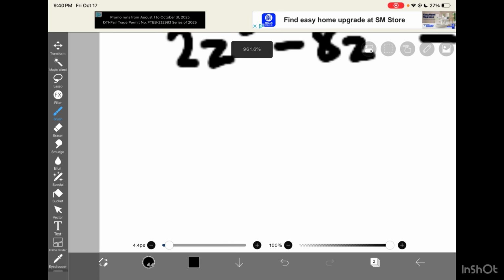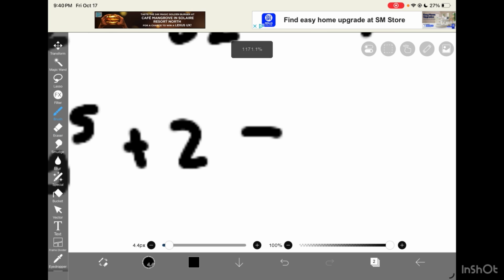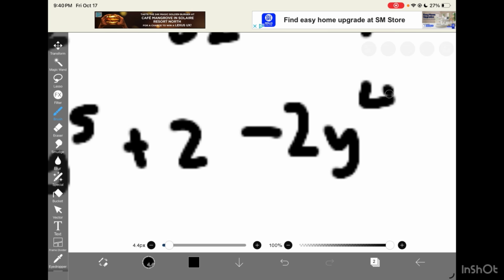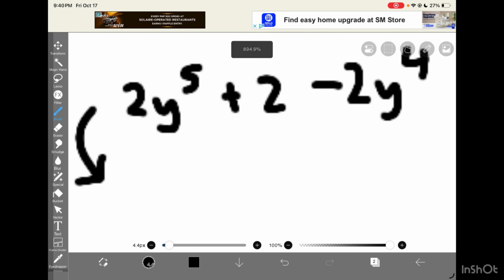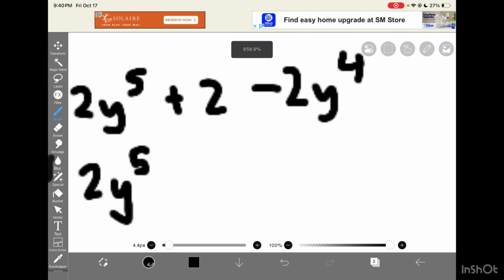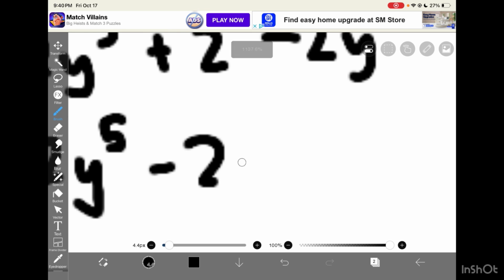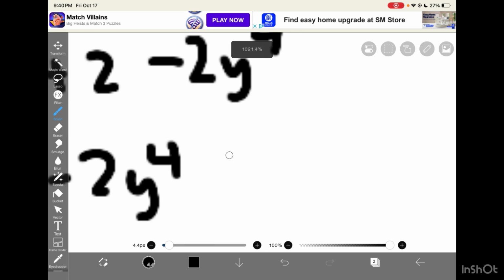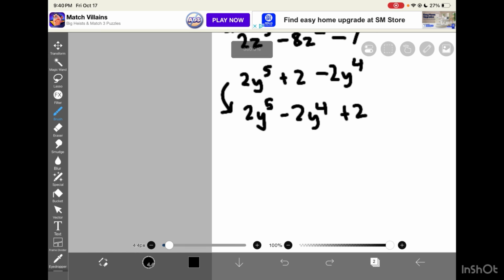Let's try it again. 2y raised to 5 plus 2 minus 2y raised to 4. In order to convert it into standard form, 2y raised to 5 is already there, so it's correct. We just need to swap the last two terms because 4 is greater than 0. So negative 2y raised to 4 plus 2. The reason why I said 0 is because it's a constant. There's no variable.